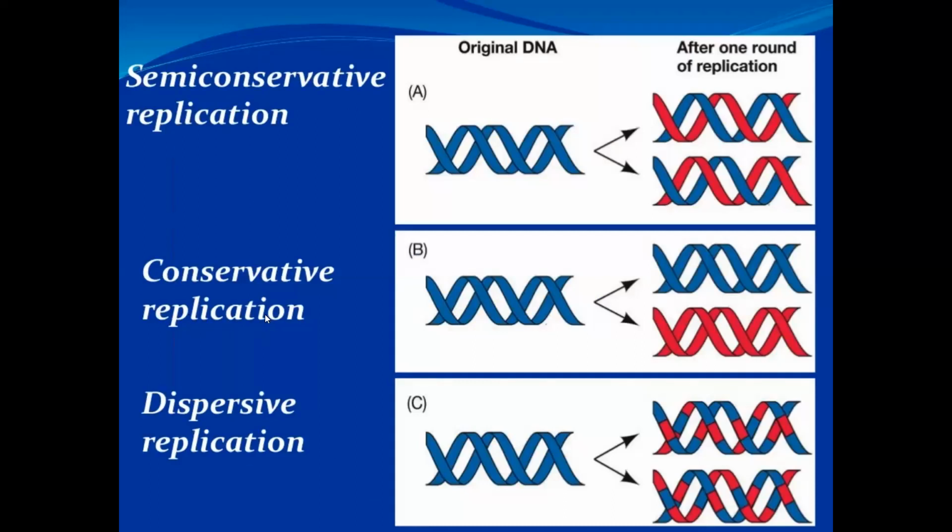In conservative replication, what is happening? There won't be any separation of the parental DNA, but from the parental DNA, a totally new daughter DNA will be produced. Whereas in dispersive replication, you can see the new strand formation in between the parental DNA, the red color in between the blue color. Majorly the higher organisms go for the semi-conservative method of replication.